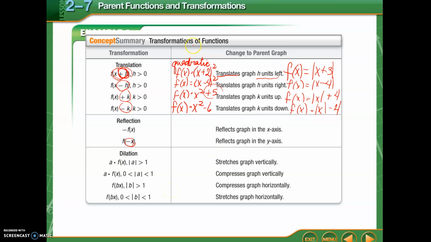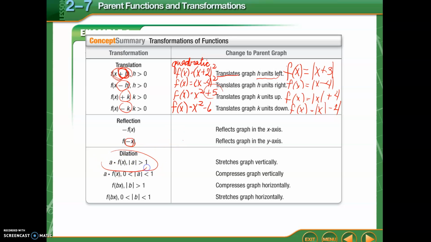So for both the quadratic and the absolute value, reflecting over the y-axis doesn't really change it inside there.